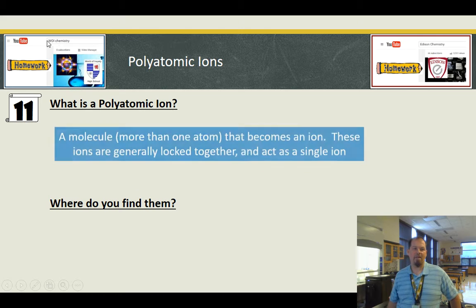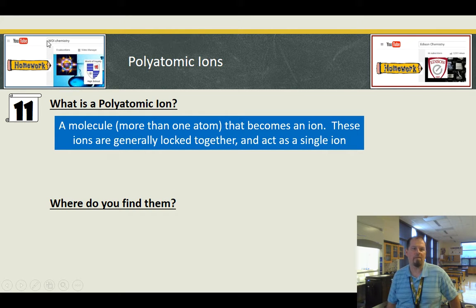So a polyatomic ion, what is it at all? It is a molecule, more than one atom, that becomes an ion. It has gained or lost an electron. These ions are generally locked together and act together as a single entity. They don't come apart, and that's going to be key for our learning later on when we start balancing equations.